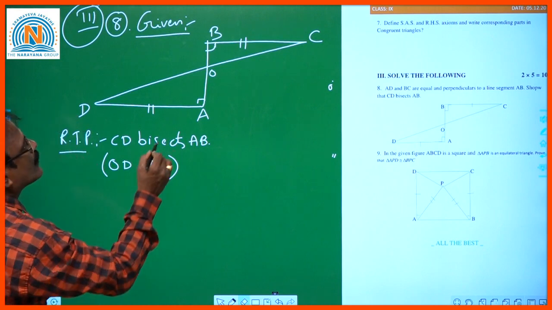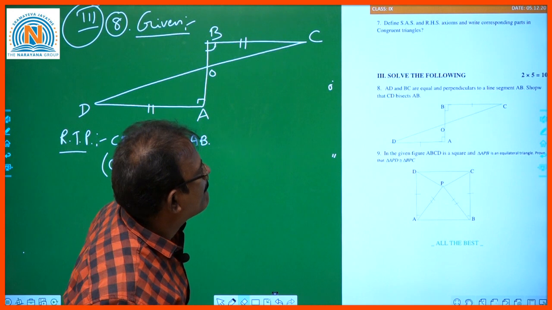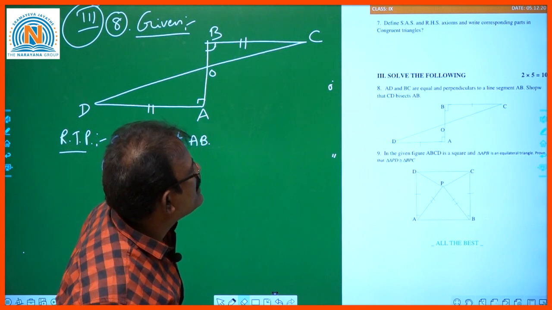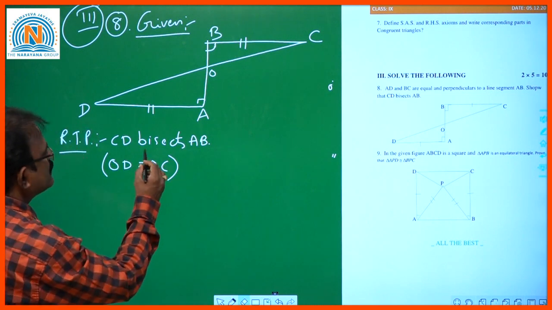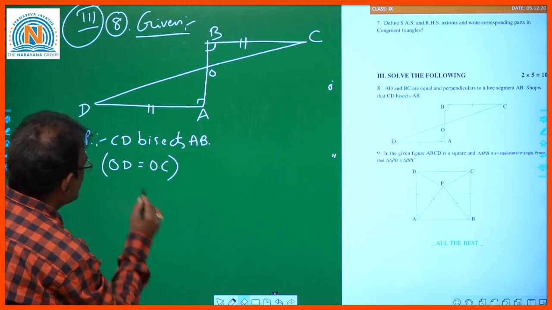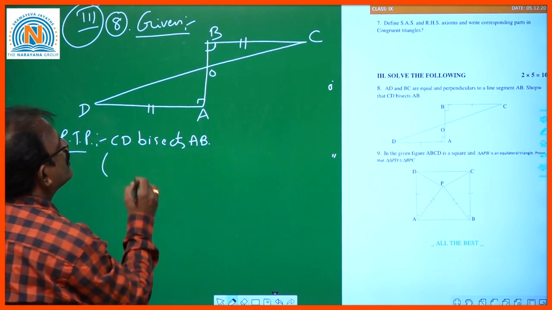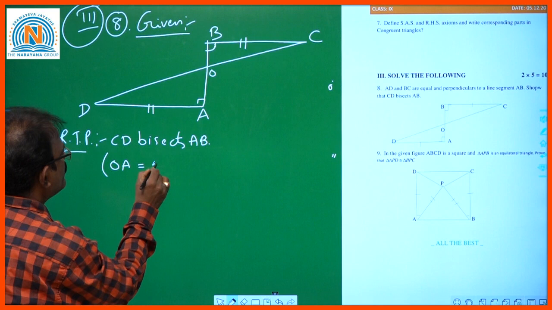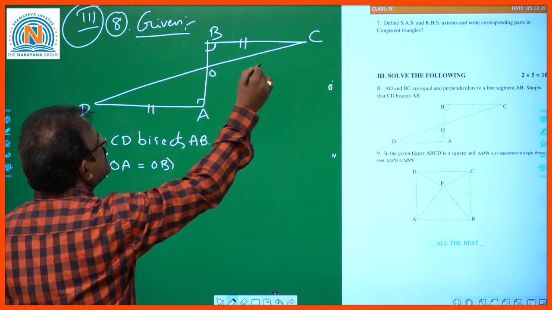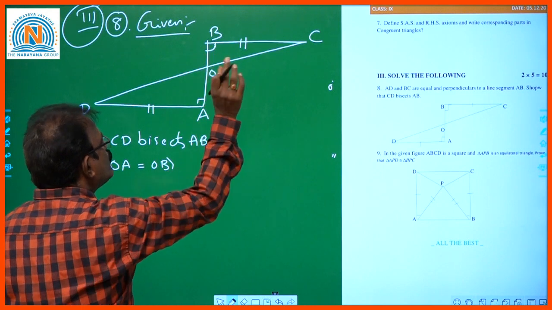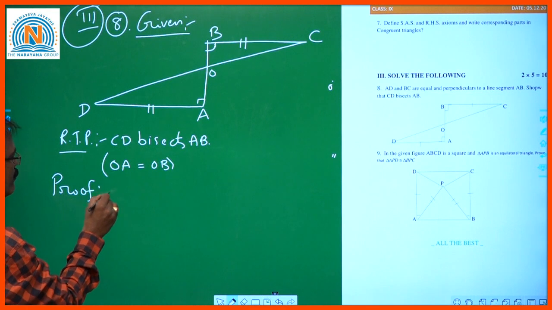So, any other information they given? AD, BC are equal. That means instead of proving OA is equal to OB, if you are able to show these two are equal, CD divides the AB into two equal parts. Now see here, proof.